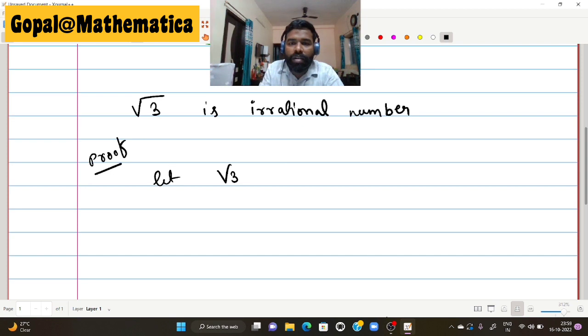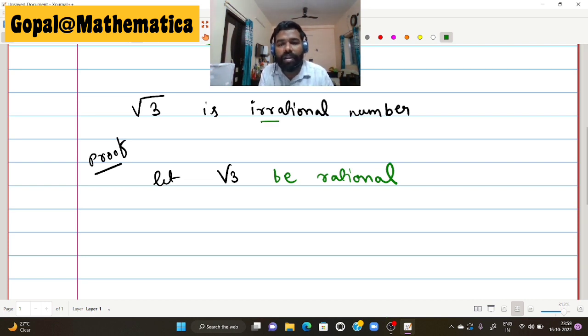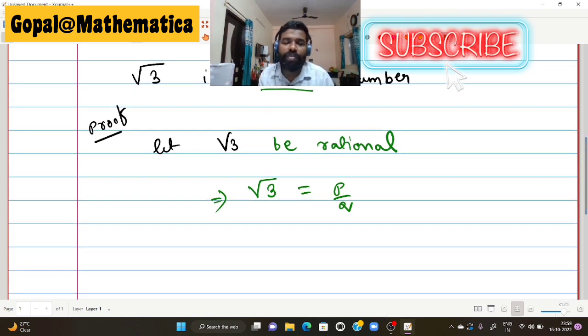Okay, so let root 3 be rational. I'm taking the opposite of what the question is asking. We need to prove that it is irrational, but I am taking it as rational. We are going in a contrapositive way. So any number which is rational can be expressed as what? p by q. So I'm writing root 3 is equal to some p by q. Okay, so now the next step is we need to do squaring on both sides.